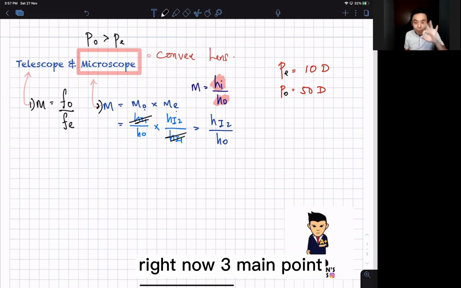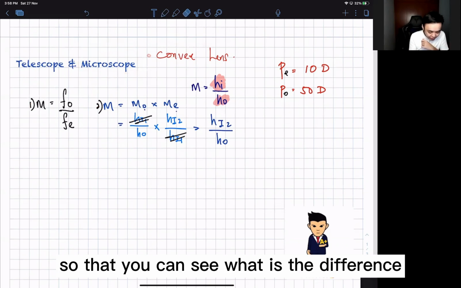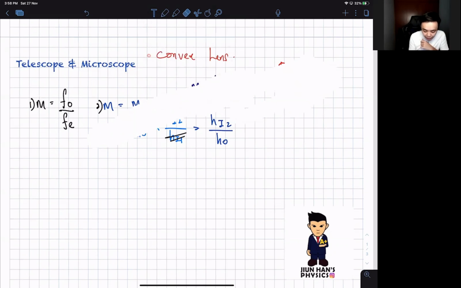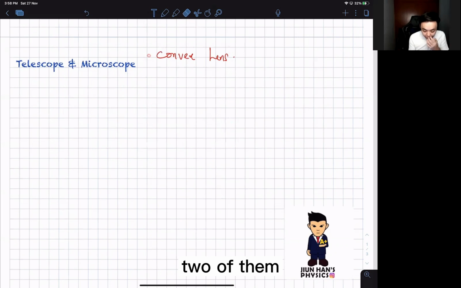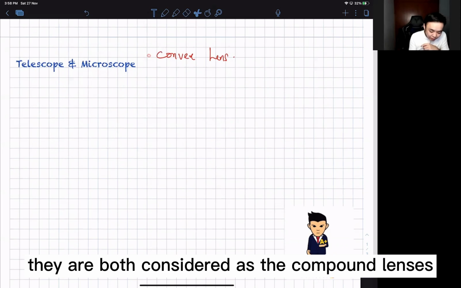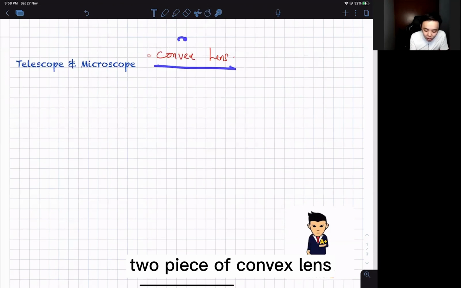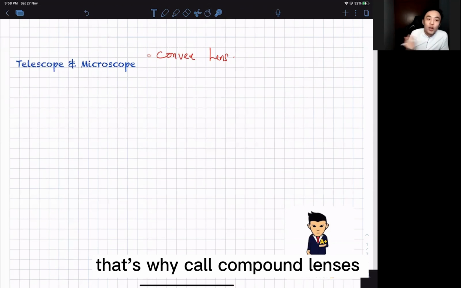All right. Now, 3 main points. Let me summarize everything again, one shot, so that you can see what are the differences and the similarities between them. Today we talk about microscope and telescope, 2 of them, right? First thing first, they are both considered compound lenses, which is what? 2 pieces of convex lens combined together. That's why I call them compound lenses.